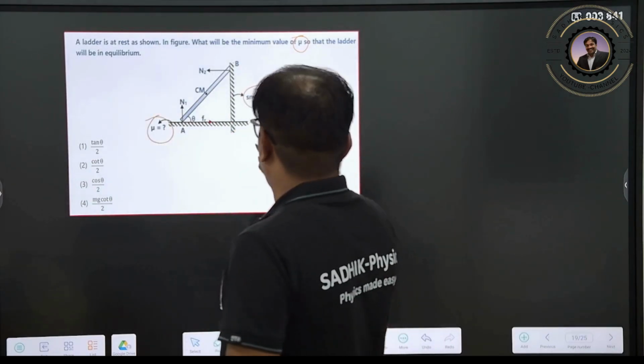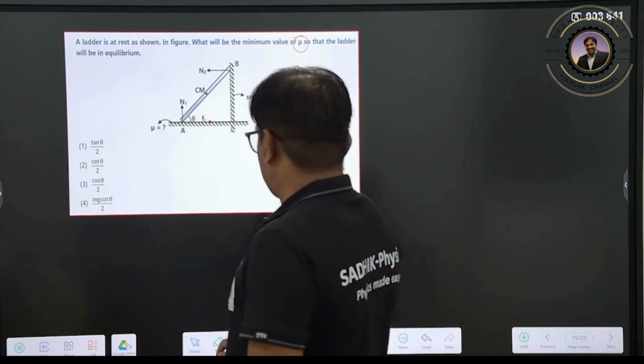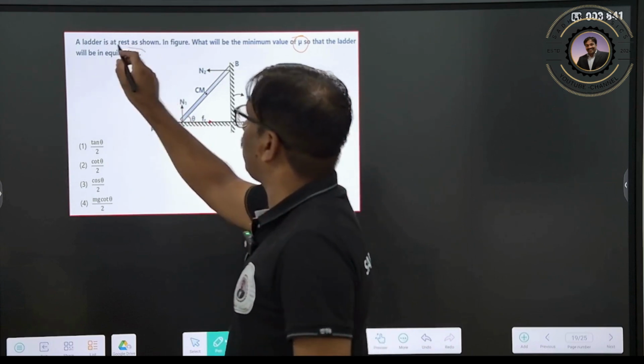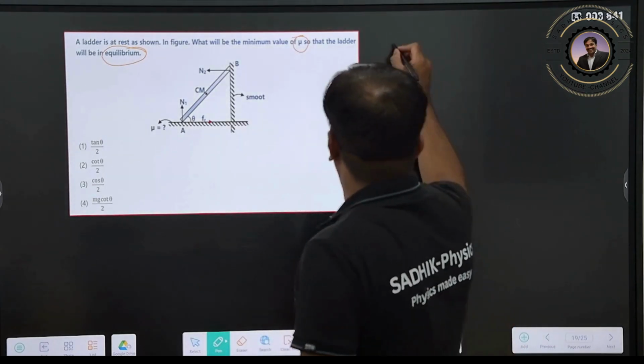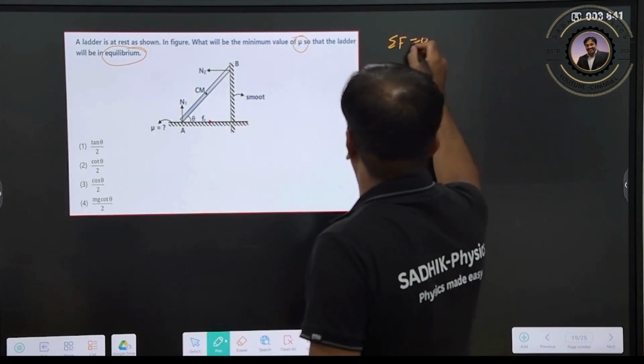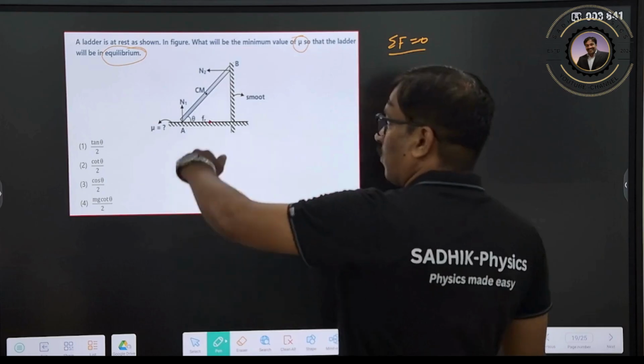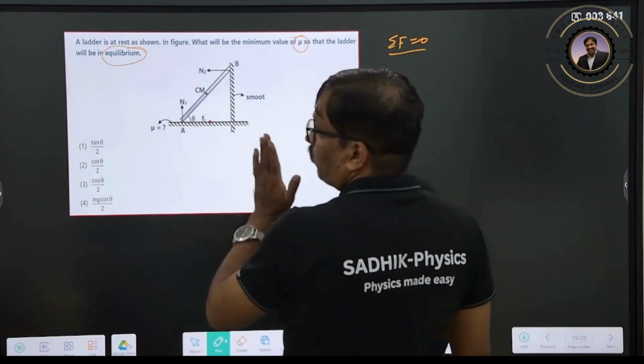How to calculate this mu value now? Let us see. Under equilibrium, total force and total torque should be equal to 0. First let us balance the total forces. Total net force should be equal to 0. So what are the total forces? Downward forces and upward forces both should be equal.